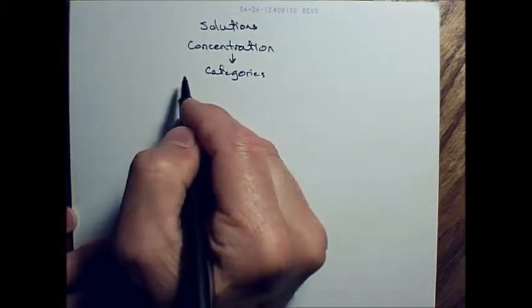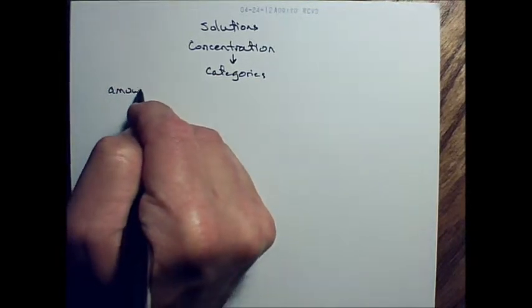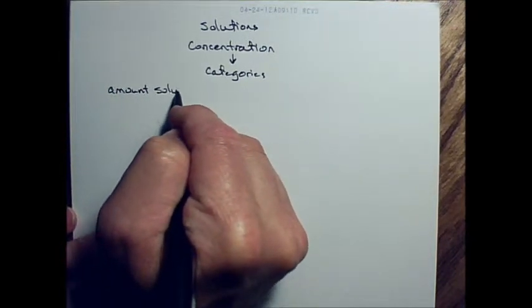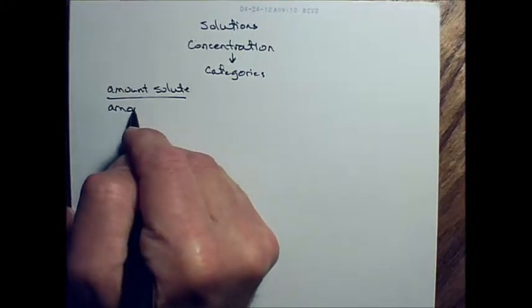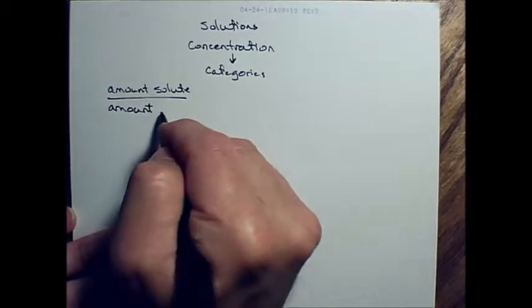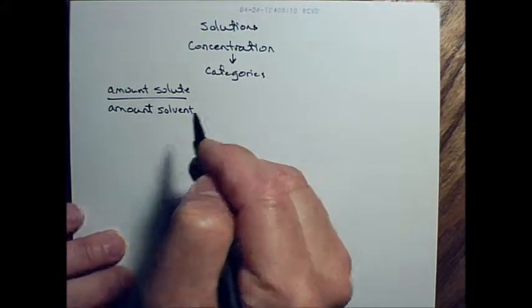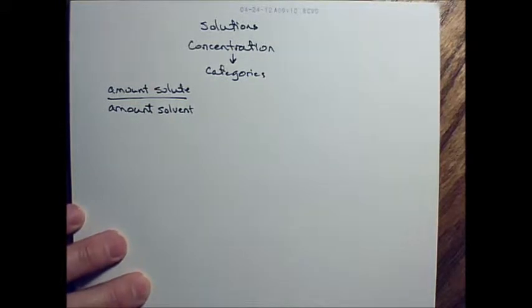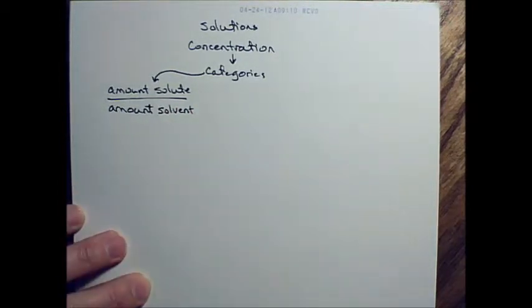One of the categories has the amount of solute divided by the amount of solvent. And on that list of definitions you're supposed to have a definition for solvent and solute. So that's a major category.